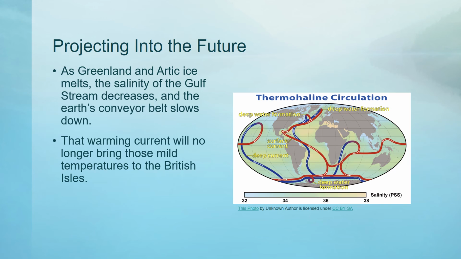So that warming current will then no longer be able to bring those mild temperatures to the British Isles. I mean, you look at where Ireland, England, Scotland are, far north of where we are in Detroit, yet their temperatures are not all that different because of that impact in Europe of the Gulf Stream coming there.